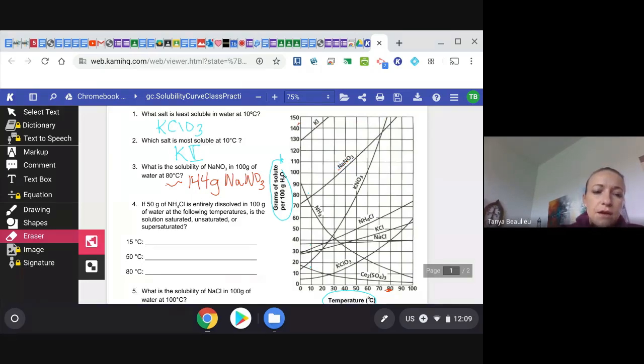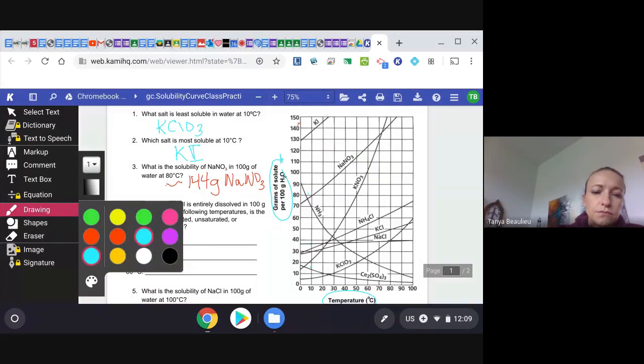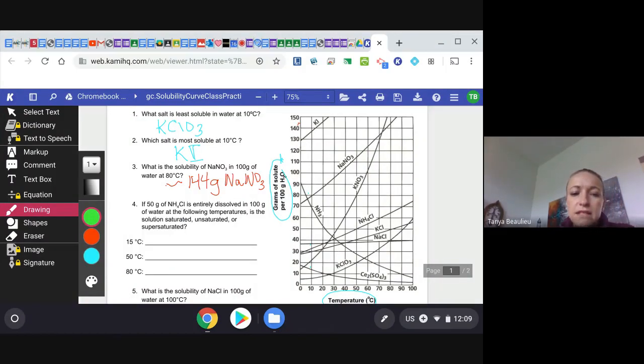Okay, now the next set of questions is asking what kind of solution do you have? Do you have a saturated, an unsaturated, or a supersaturated solution at those given temperatures? To answer those questions, you need to put a data point in at each one of those temperatures with the amount of substance given. So it's 50 grams of ammonium chloride.